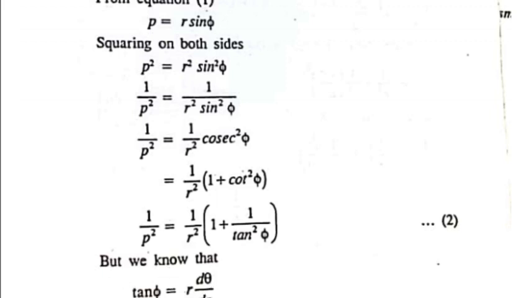Or 1 by tan phi, reversing this, 1 by tan phi is 1 by R into dr by d theta. Now replacing this 1 by tan phi here, it gives 1 by P square is equal to 1 by R square into 1 plus 1 by tan square phi. So already we found 1 by tan phi is equal to 1 by R dr by d theta.